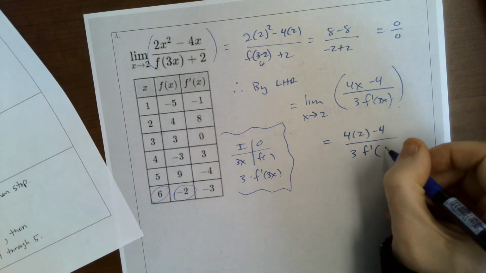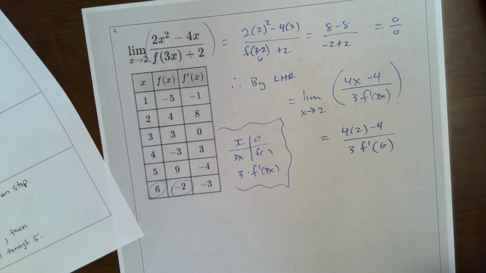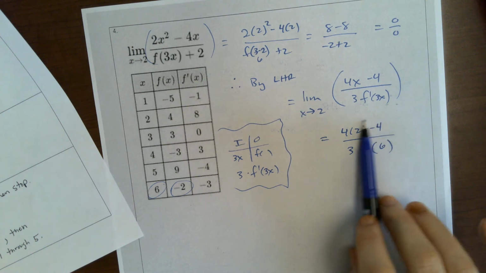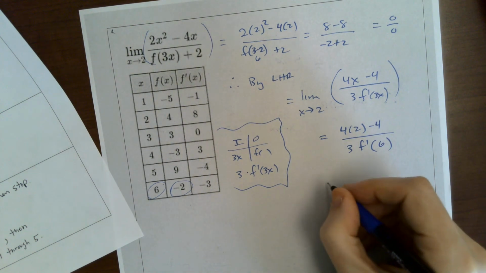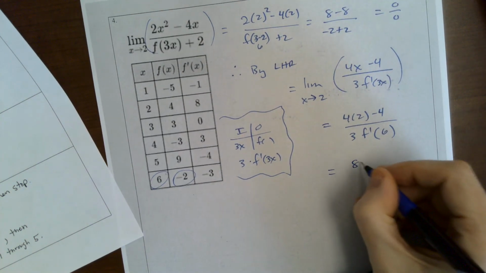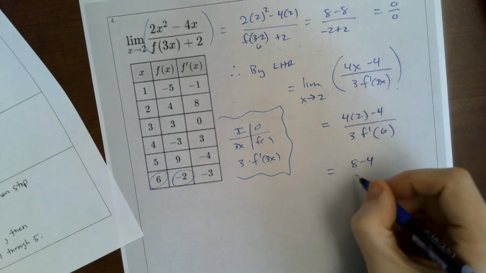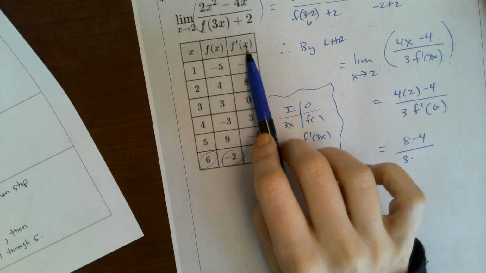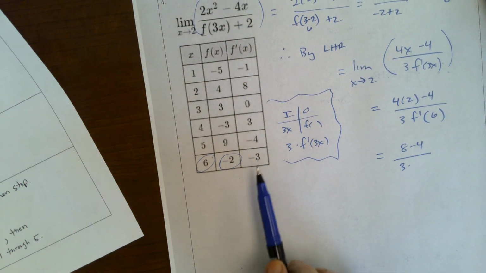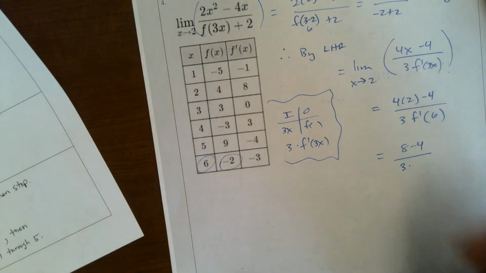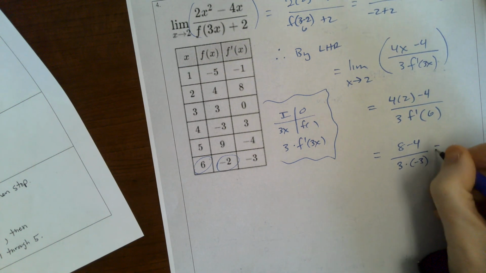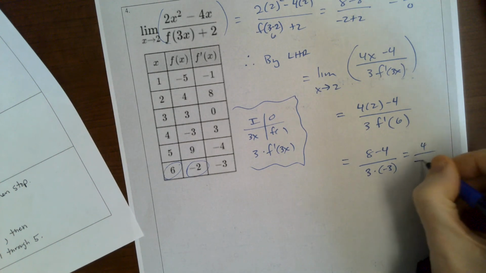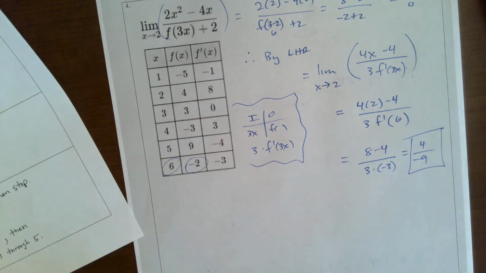2 goes in for the x, so that's 6. Okay, no more x's inside, so no limit outside. So this is 8 minus 4 all over 3 times f prime. This is the f prime column. F prime of 6 is -3. So this is 4 over -9. Okay.